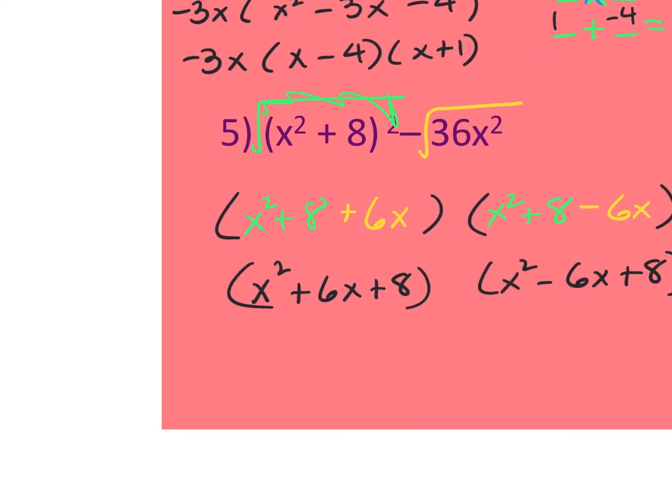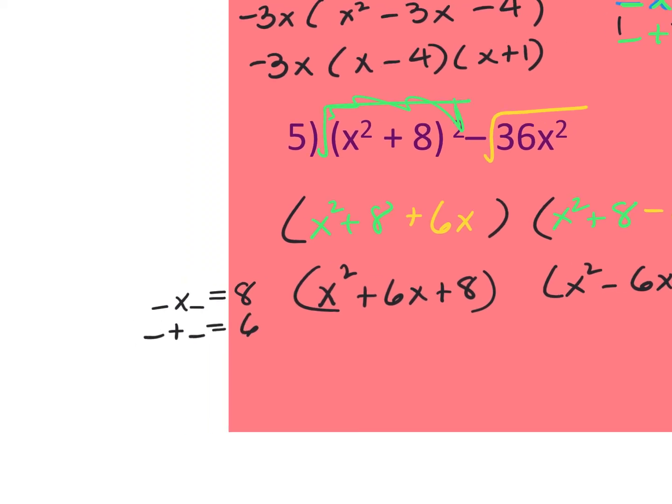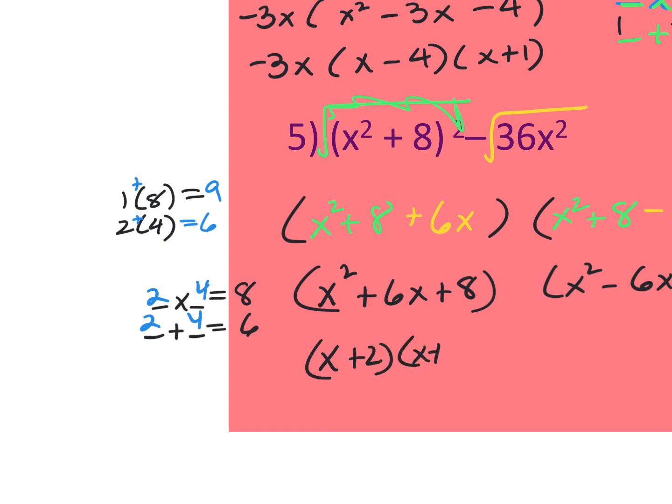For the first one, I'm looking for two numbers that will multiply to give me 8, but who will add to give me 6. My factors of positive 8 are going to be 1 times 8 and 2 times 4. This one, when I add them, gives me 9, but this one, when I add them, I get the 6. So my two factors that I need are 2 and 4. So then it ends up being x plus 2 and x plus 4.